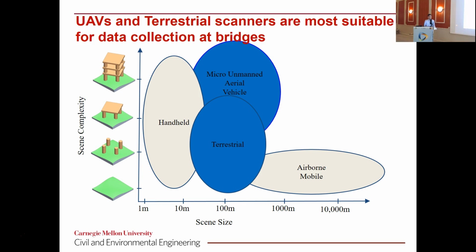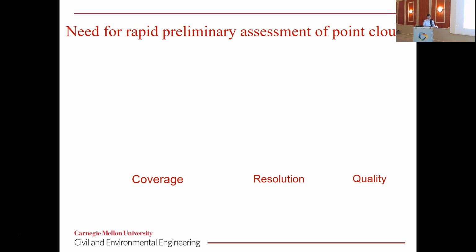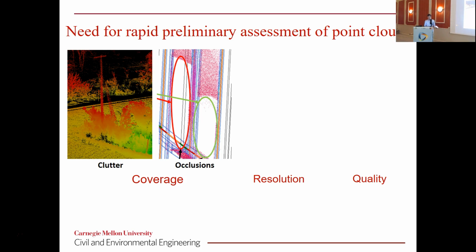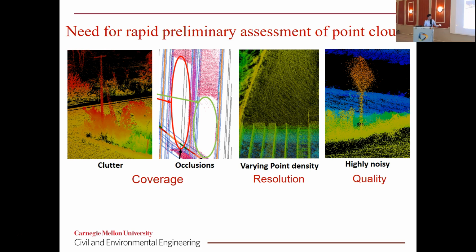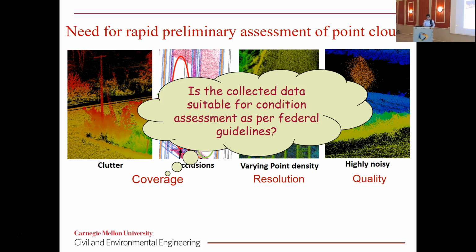And this becomes even more important when we consider the different types of common errors that can occur in the collection of point cloud data. There can be issues with coverage, including clutter and occlusions, issues with resolution, including varying point density, and issues with quality, including highly noisy data. And so this raises the very critical question: is the data collected suitable for condition assessment as per federal guidelines? That is the primary focus of this paper, and we're going to be going into that in just a second.